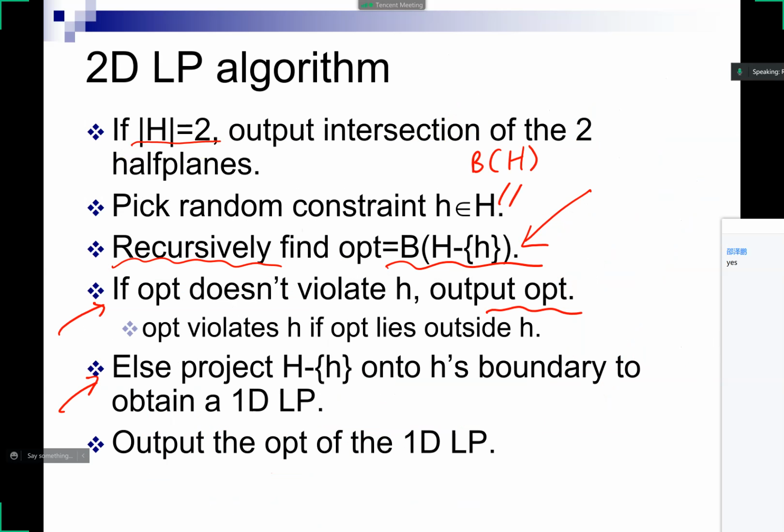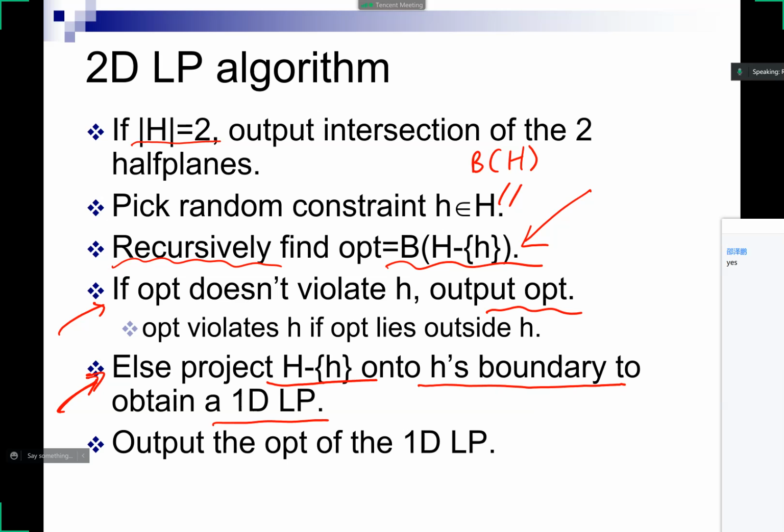All right, so in that case, if you happen to pick one of these tight constraints, then what you need to do is take all of the other constraints, big H minus little h, and project them onto h's boundary. And that's going to produce a 1D LP. I'll tell you more about what I mean by projection and forming a 1D LP on the next page.